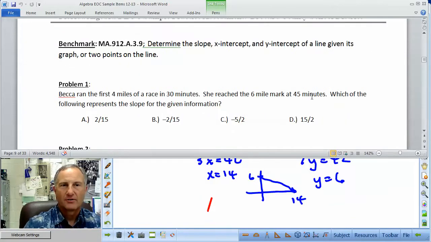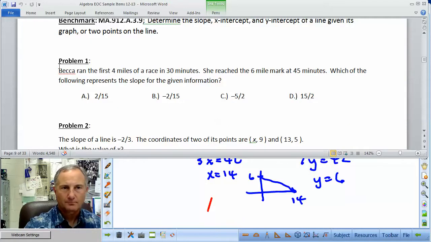All right, moving on here to A 3.9. Determine the slope, x-intercept, and y-intercept of a line given its graph, or 2 points on the line. Okay, so problem 1. Becca ran the first 4 miles of a race in 30 minutes. She reached the 6-mile mark at 45 minutes.